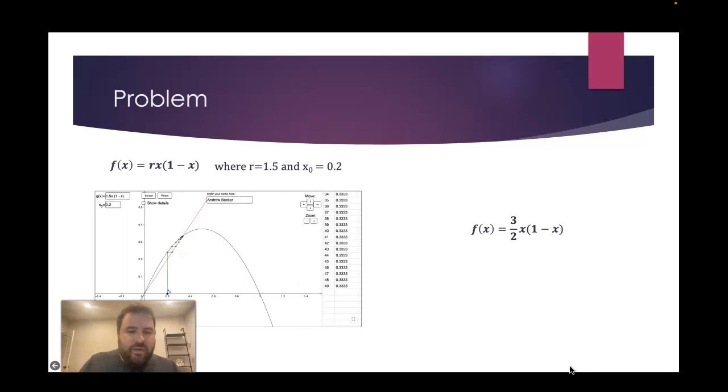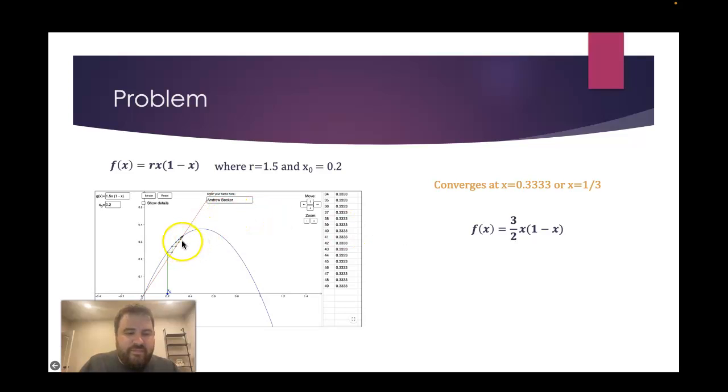So we are going to start with 0.2, plug that into our function, right? And very quickly, we see that the numbers start to converge. And they converge on 0.33333 repeating, or x equals 1/3.